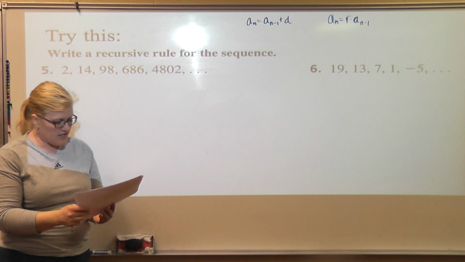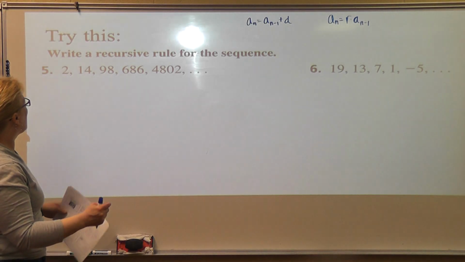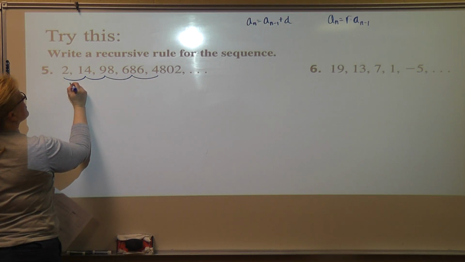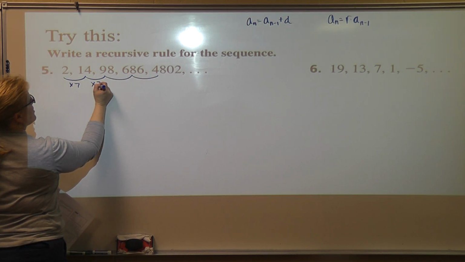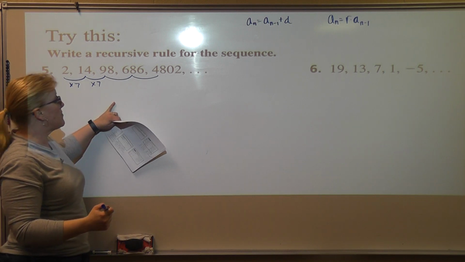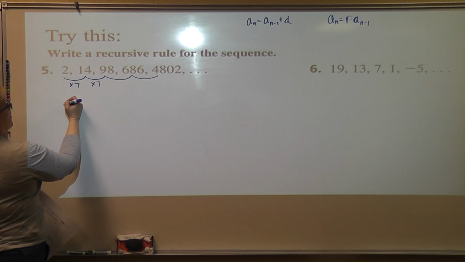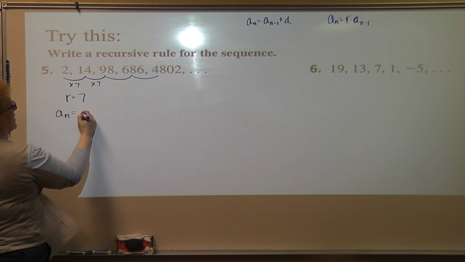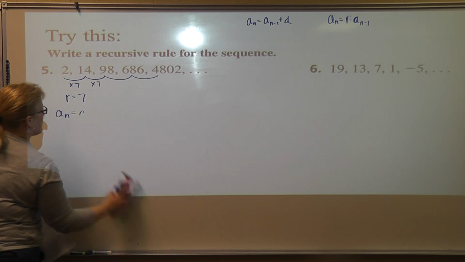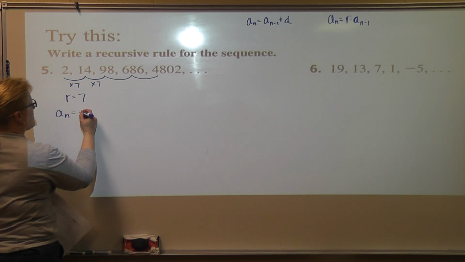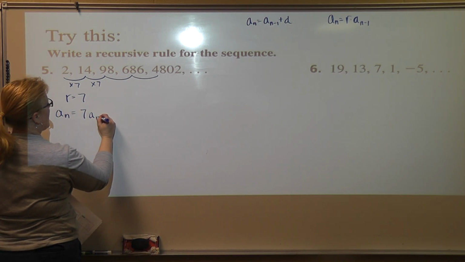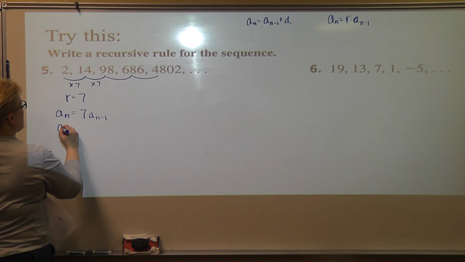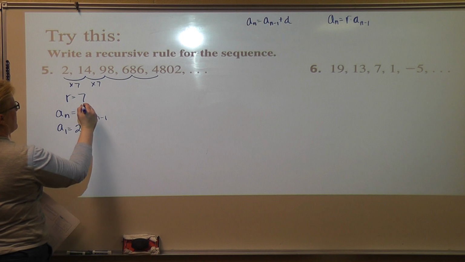All right, let's give these a go. So let's see what we've got going on here. We are multiplying by 7 every time. Okay, so this is going to be geometric. So my rate is 7. So I have a sub n equals my rate 7 times a sub n minus 1. And I've got to know where to start here. So a sub 1 is 2.